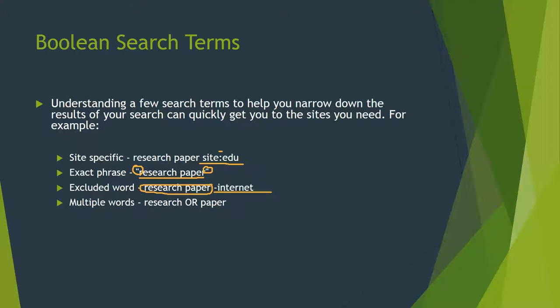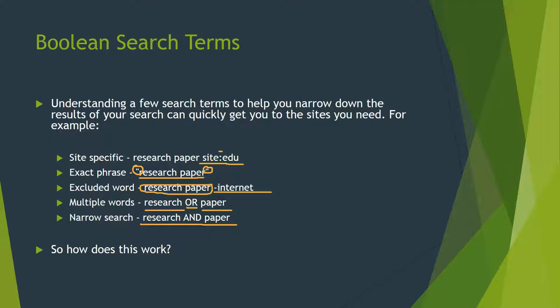And then if I want sites that have multiple words, I can type research or paper, so I'll get the sites with the word research or the word paper on them, and I can type research and paper, and that will return the sites with the words research and paper in them.